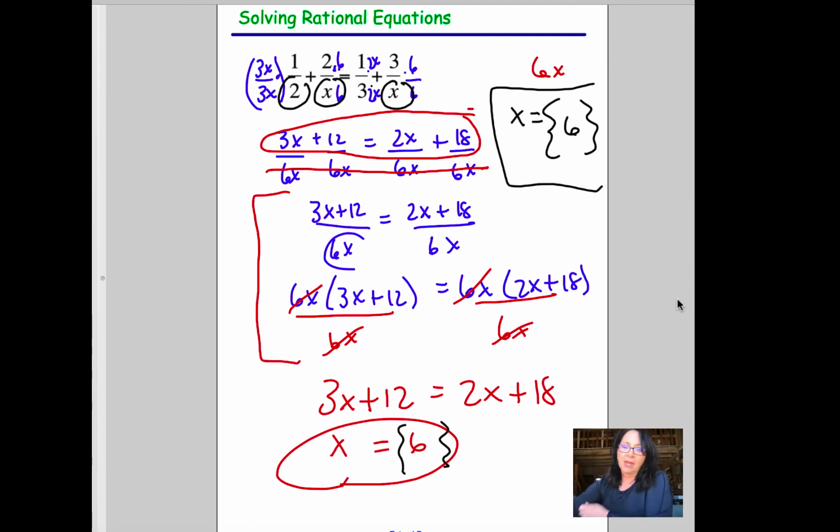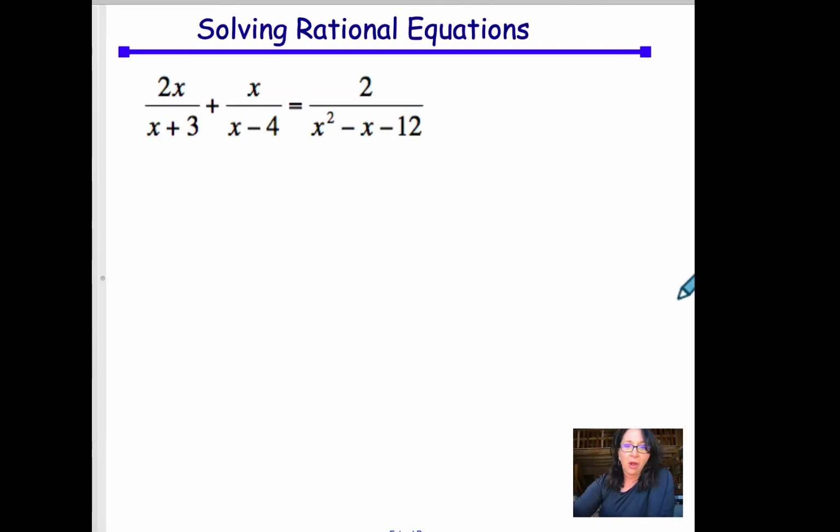Because if your denominator does equal 0, then that's not allowed, and what we end up getting is called an extraneous solution, which is basically an answer that when you plug into the equation does not work, making it a non-solution. So, solving rational equations.